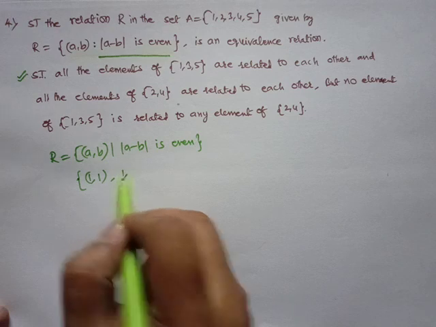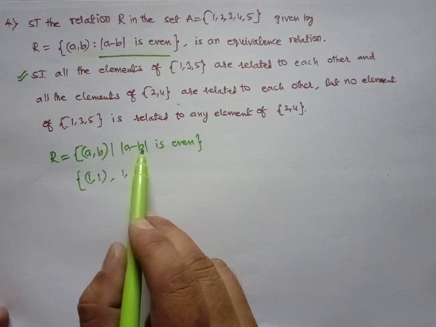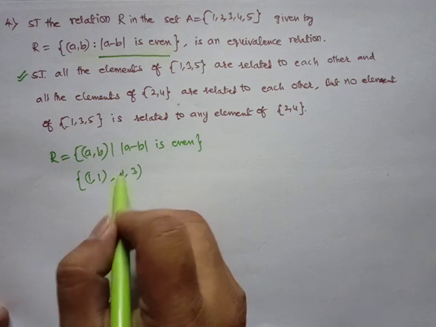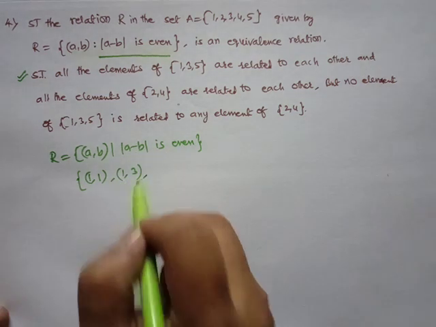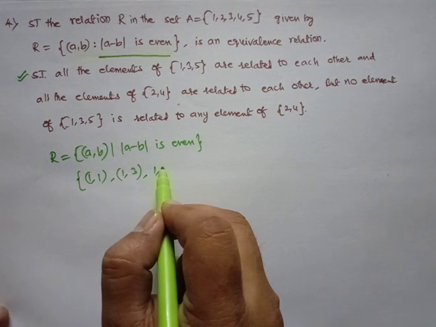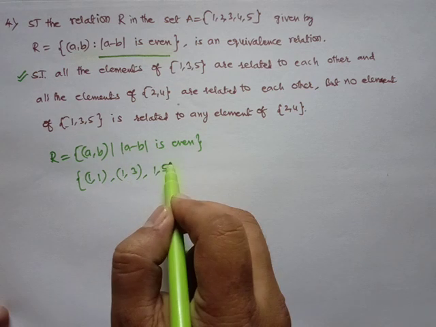Next, 1 − 3 is −2, mod of −2 is 2, and 2 is even, so (1, 3) is also one element. Coming to the next odd number, 5: 1 − 5 is −4, mod of −4 is 4, and 4 is also even.